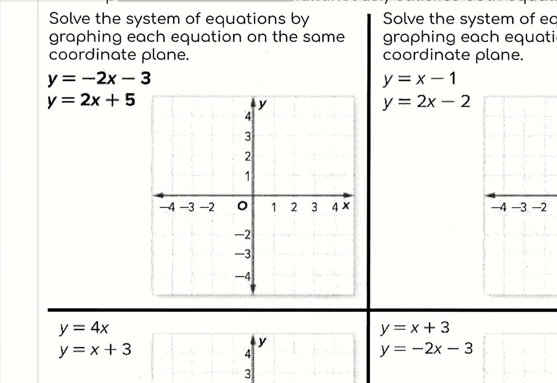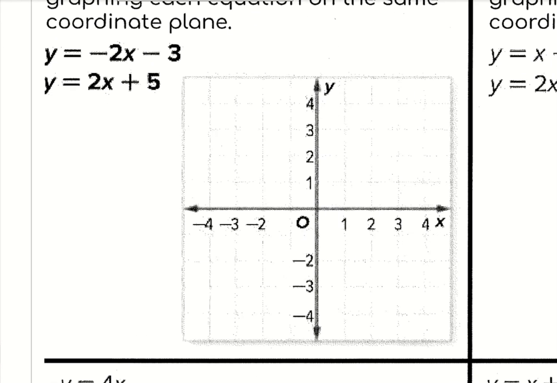It says, solve the system of equations by graphing each equation on the same coordinate plane. So our first step here is to just graph. We have y equals negative 2x minus 3. I'm going to do that in this dark blue color that I've been using anyway. And y equals 2x plus 5. I'll do that in this red color just so you guys can see it.